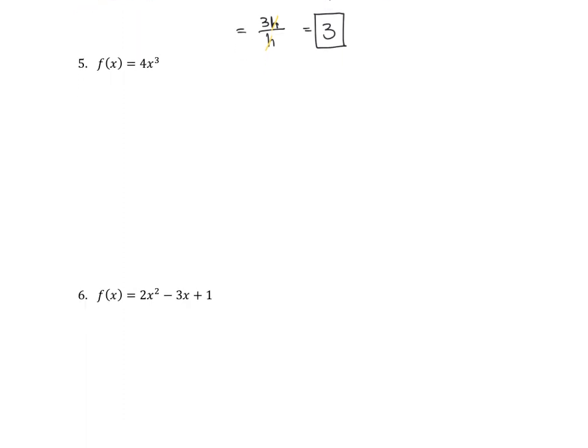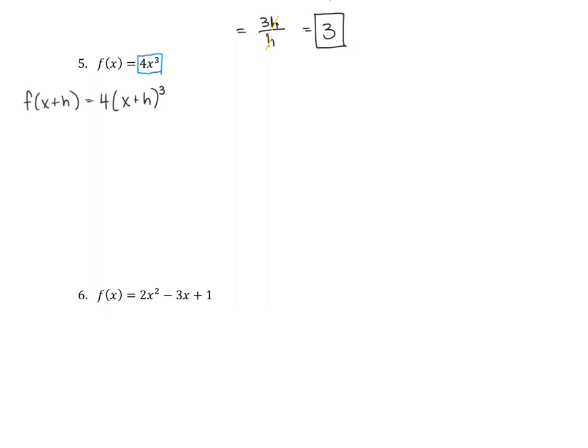All right, so this next one, we have f of x equals 4x cubed. So this is my blue, right? So this is my f of x. Next, my goal is to find f of x plus h. That's always where you start. You do that by plugging in x plus h in the x place. Okay, x plus h cubed.